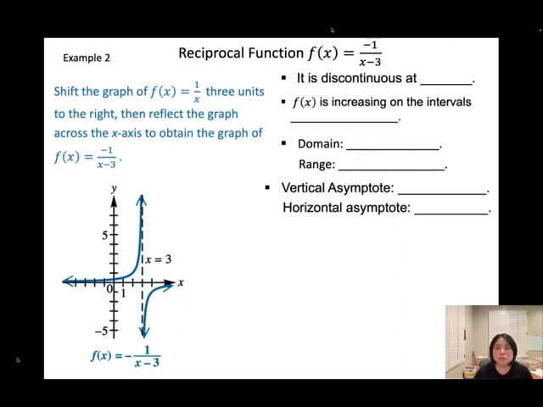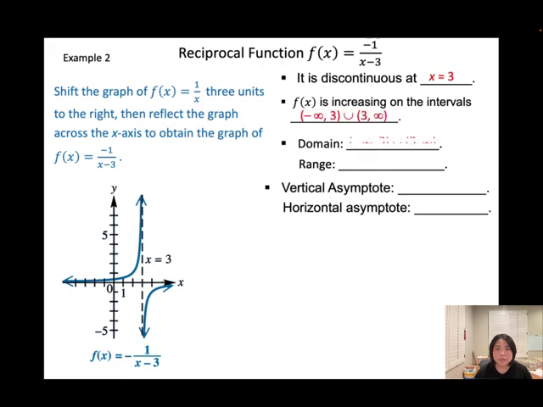It is discontinuous at, look at the denominator. When I said x minus 3 cannot be equal to 0, right? So x is gonna be equal to 3. So we're gonna say x equal to 3, that will be discontinuous. And f of x is increasing on the interval. So this is going to be going up, this is going to be increasing, right? And this is also increasing. So that will be from negative infinity to 3, or 3 to positive infinity.